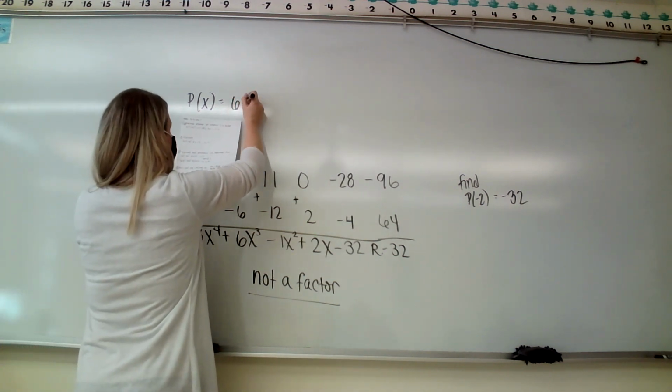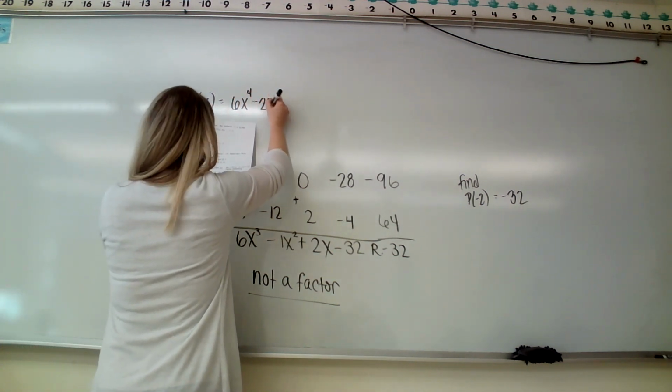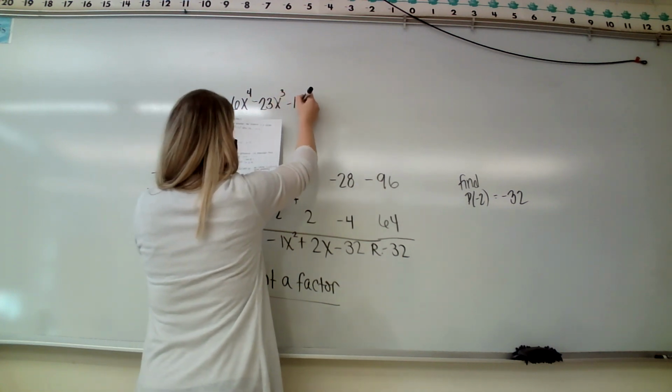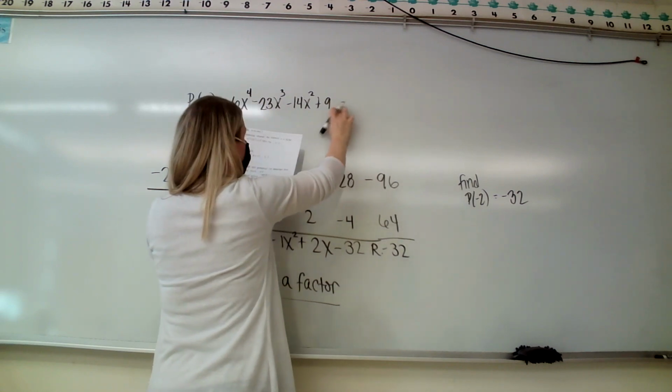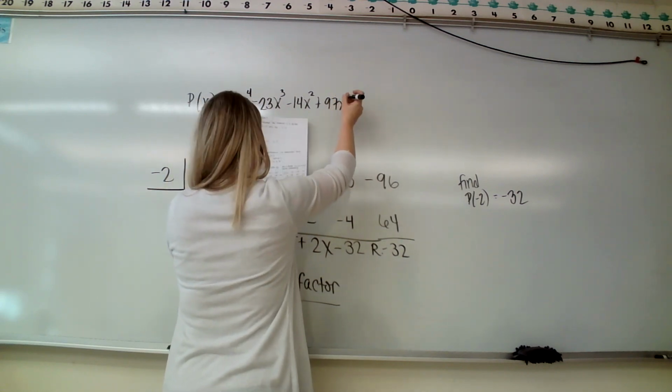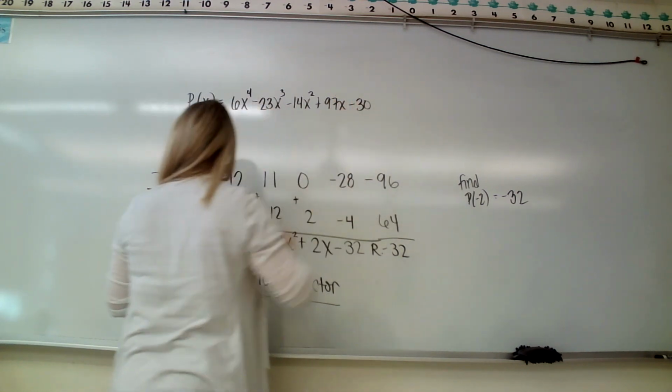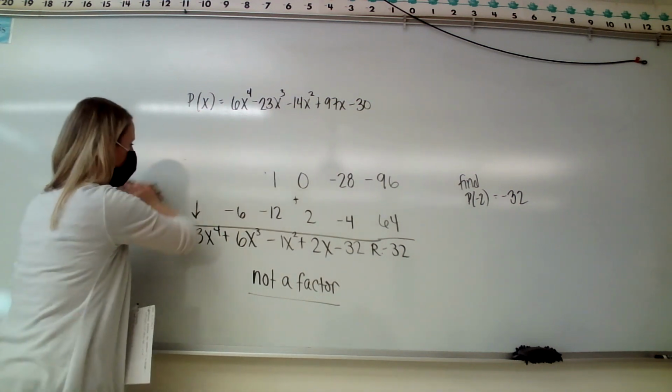And it's 6x to the 4th minus 23x to the 3rd minus 14x squared plus 97x. Oops, 97x. That's good. I like to say things and not write them. Minus 30. I'll erase my work here.